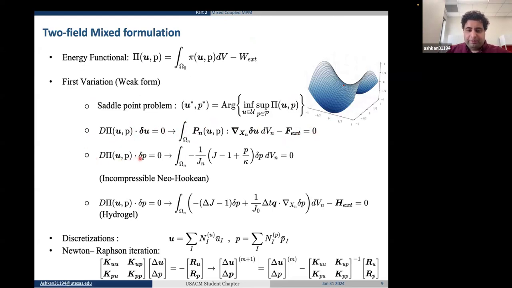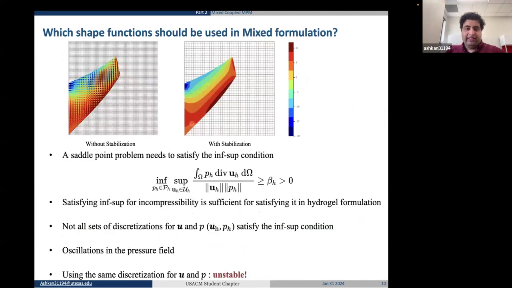And taking the derivative with respect to delta P equals 0, for the rubber case, for incompressible Neo-Hookean, we obtain this incompressibility condition, which says J should equal 1 because this kappa is a very large value and it's a penalty term. So J should equal 1. And for hydrogel, we obtain the conservation of mass equation. We solve these equations using different discretizations for displacement and pressure, and then solve using Newton-Raphson iteration. I will explain why we use different shape functions for displacement and pressure.